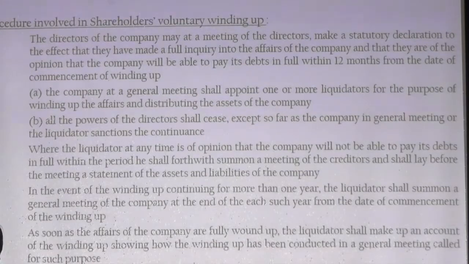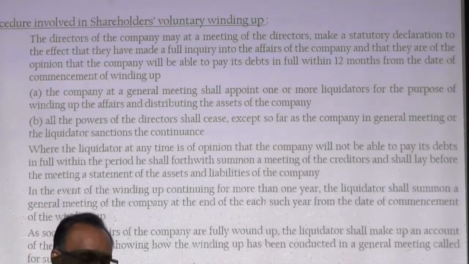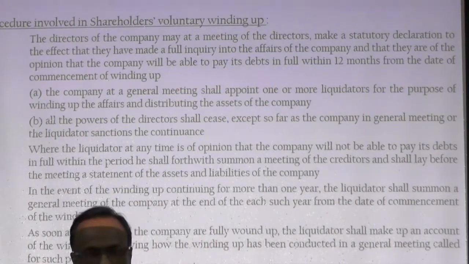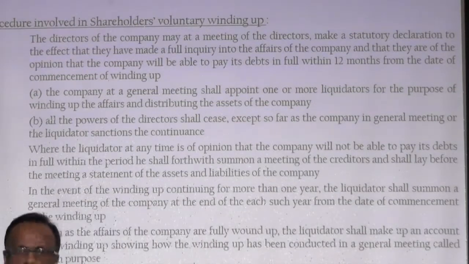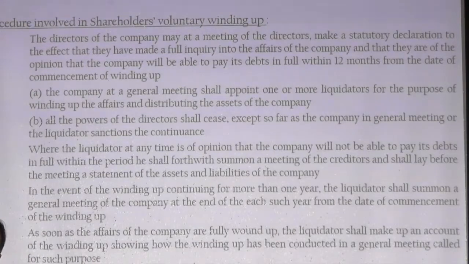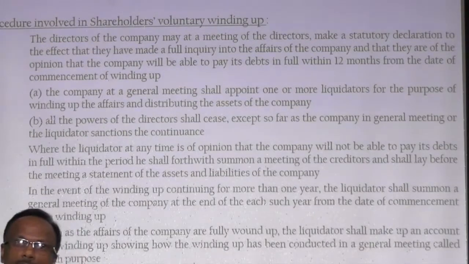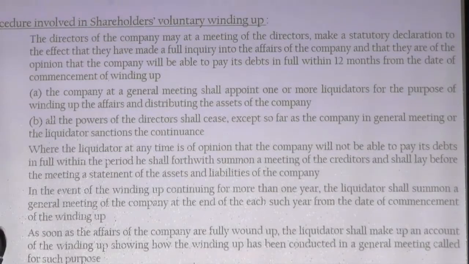Now, this is what I was telling you yesterday, that in a voluntary winding up, you need to bring the accounts to zero, so that all the liabilities are properly settled, and you get one year's time to do the final balance sheet clearance, making way for the final dissolution of the company.